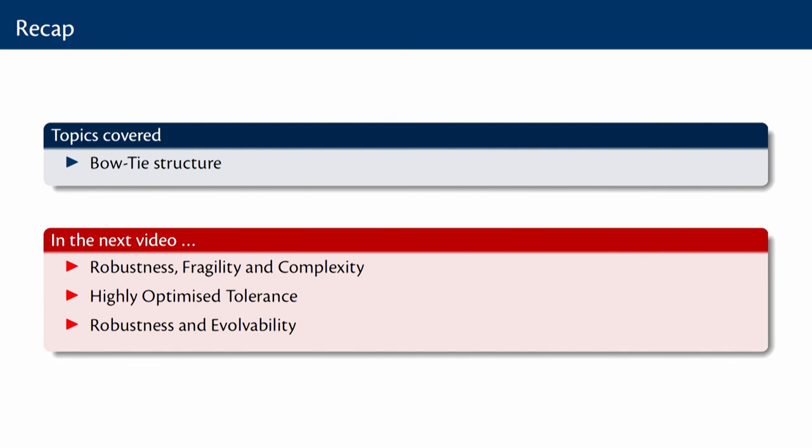There is also this interesting concept called highly optimized tolerance that we will briefly overview. And I will also introduce you to the concepts of robustness versus evolvability, right. Robustness and evolvability sound almost inimical, because robustness is resistance to change and evolvability is ability to change, but strangely these two coexist in biological systems. We will see how.